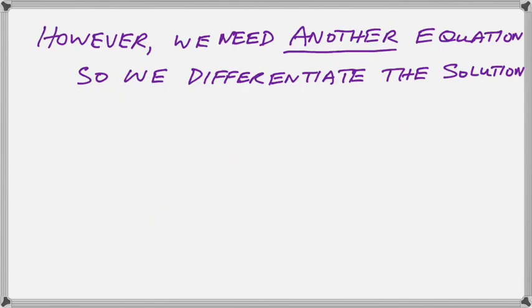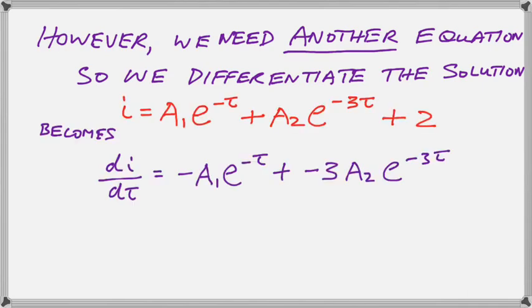We need another equation, so we want to differentiate our solution to get that. Now, when we differentiate our entire expression, we take the powers and we bring them down and just multiply the e's by the powers. So we have minus 1t. So minus 1 makes a minus sign in front of the A1. We have minus 3t. So we bring down and we put the minus 3 in front of the A2. And the 2 disappears because it's a constant. Constants disappear under the action of the differential operator.